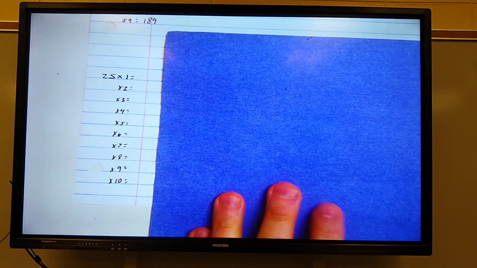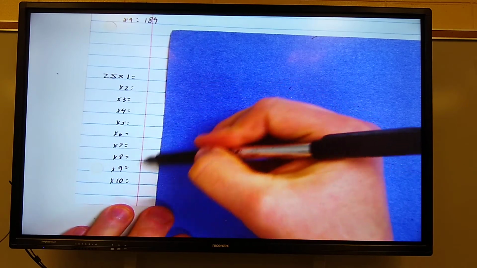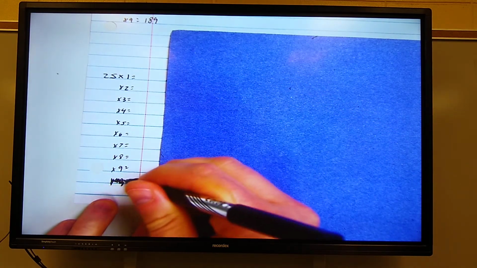Now I got to find the facts of 25. So 25 is my divisor. So give me all the facts. Well, don't worry about 10. But give me all the facts of 25. Pause the video.